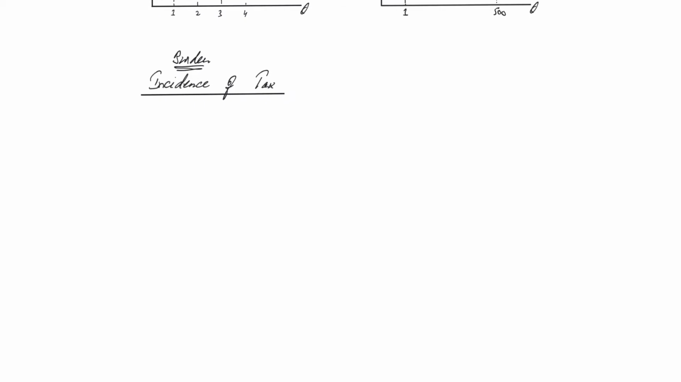So for that, first, let's see in a very simplistic way how we make the distinction of how much the consumer pays, how much the producer pays, and how much goes to the government.